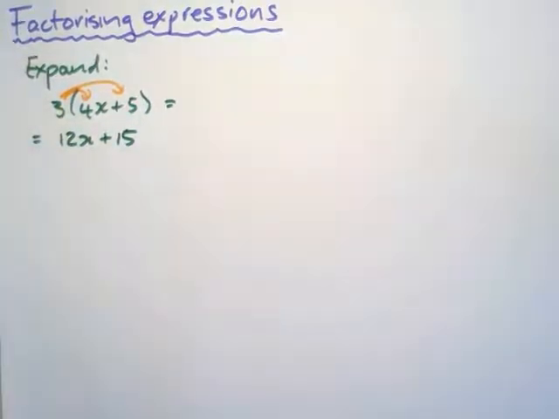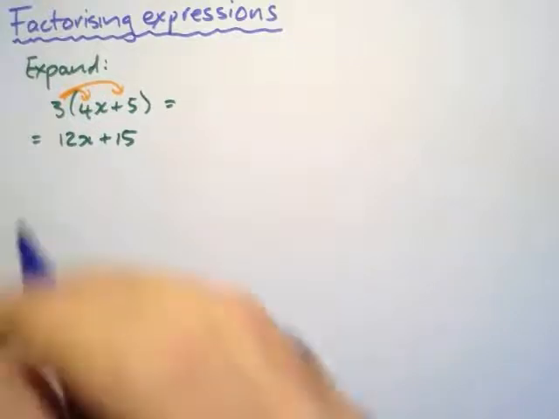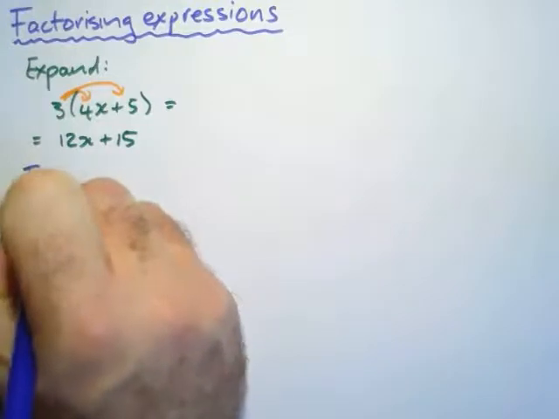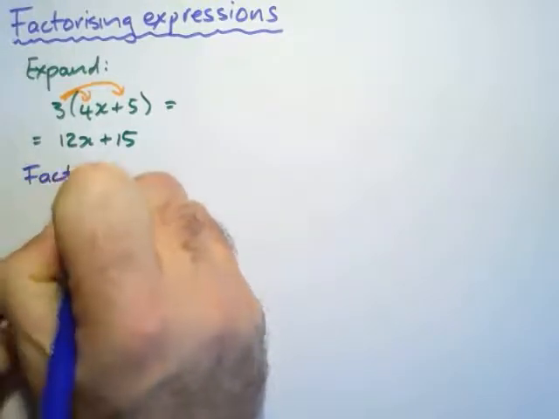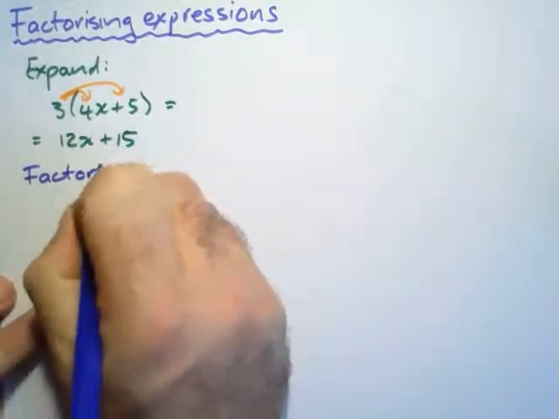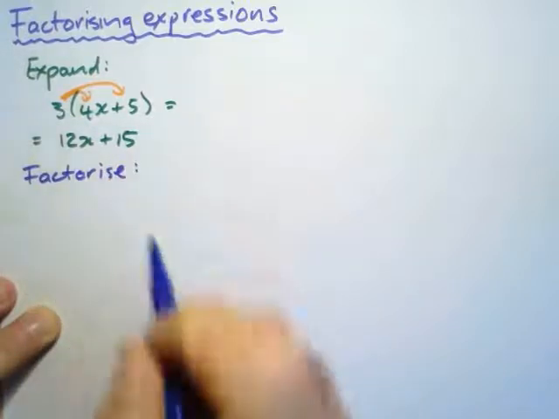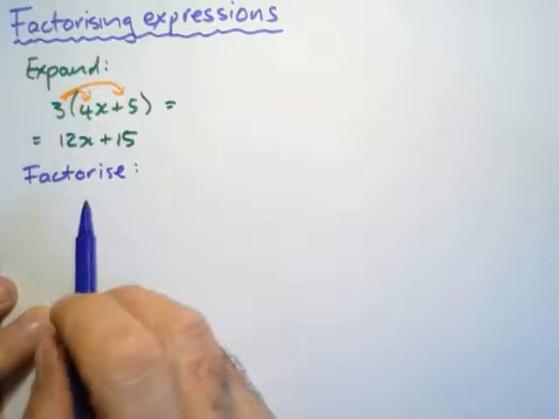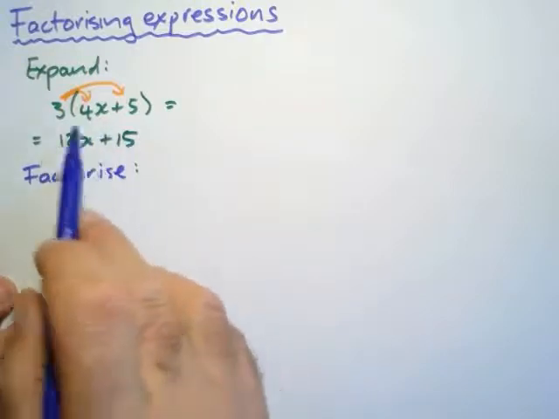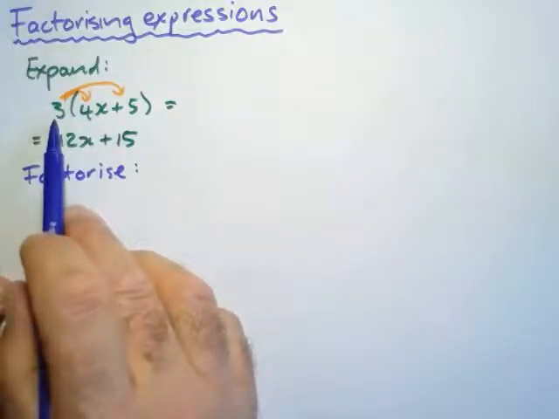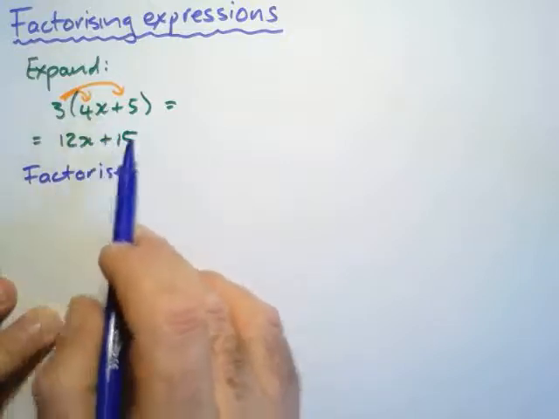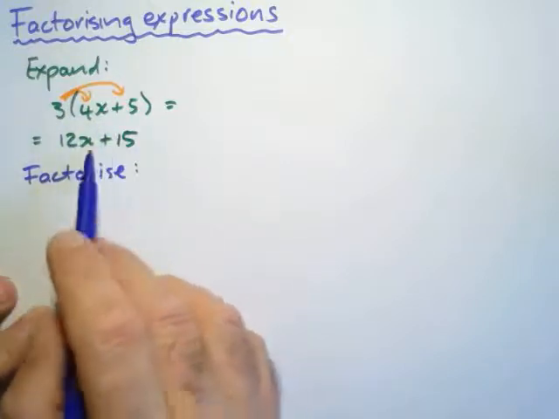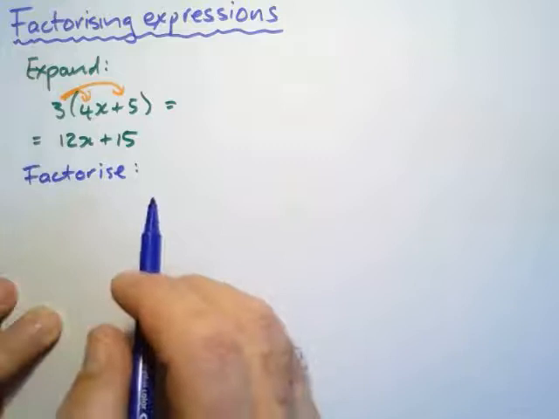That will be expansion. When I come to factorizing, if I say factorize, it is the opposite of expanding. So what I want to do is write this as a product of something. This is the product of 3 and a bracket. So it's going to be the inverse.